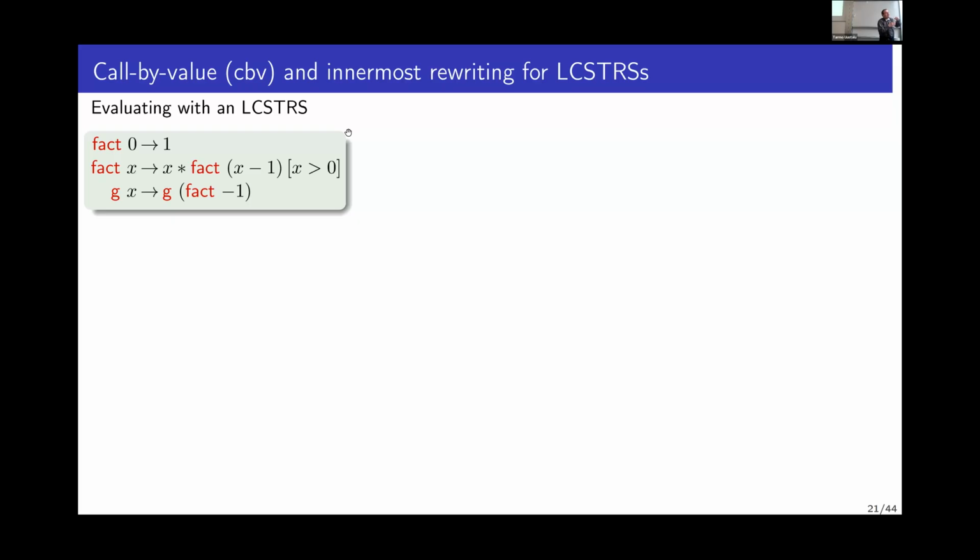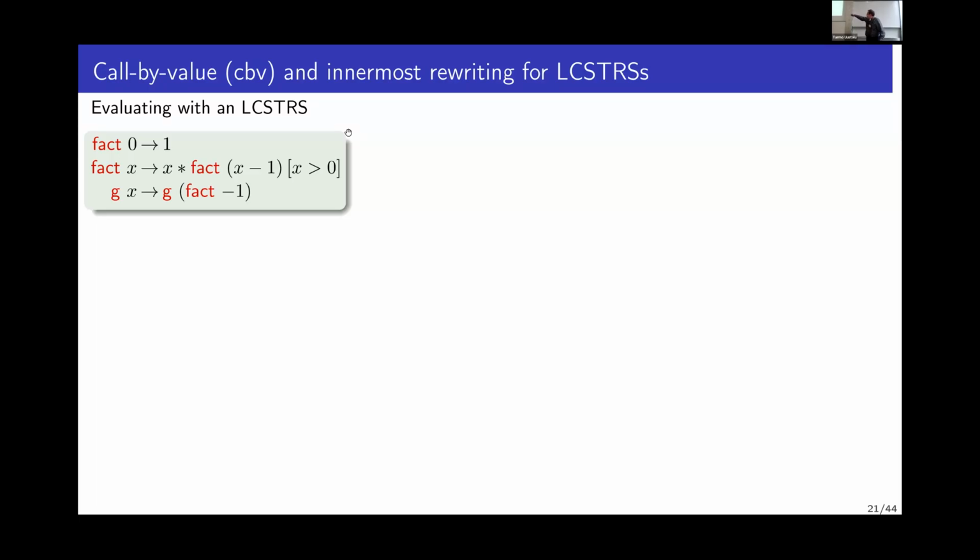There is a bit of a wrinkle in the literature about proving termination. Call by value is what many programming languages use, but there is quite a lot of literature about something closely related called innermost rewriting. So I've brought you a small toy example to illustrate the difference.